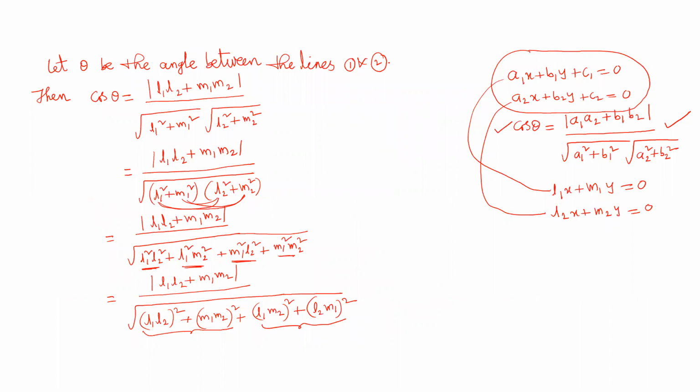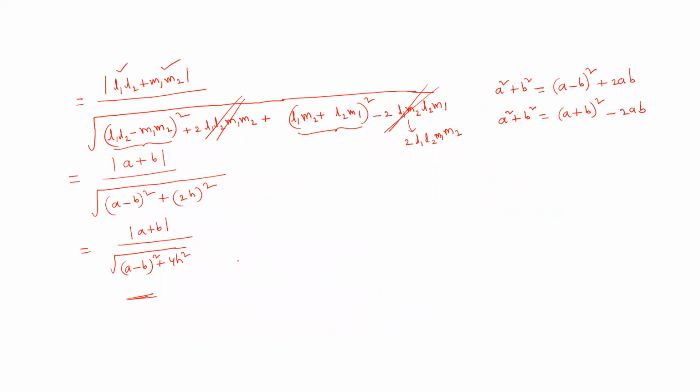Later, angle. So let theta be the angle between the two lines 1 and 2. We have the formula from straight lines: cos theta equal to mod of a1 a2 plus b1 b2 by root of a1 square plus b1 square into root of a2 square plus b2 square. Instead of a1 b1 a2 b2 we have l1 m1 l2 m2 that we have written here, and then simplification. So this is the first theorem.